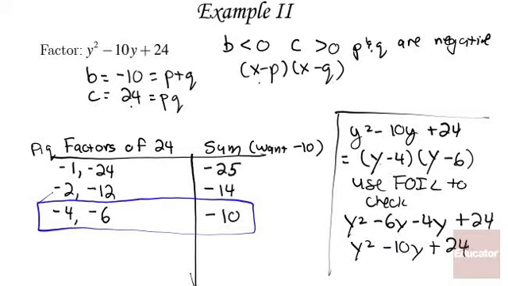So again, factoring when the leading coefficient of a trinomial is 1 involves determining what b is, determining what c is, finding the factors of c, and then finding values that have a sum equal to b. So find factors of c that have a sum equal to b. And you also need to look at the signs to determine what format your answer is going to be in.